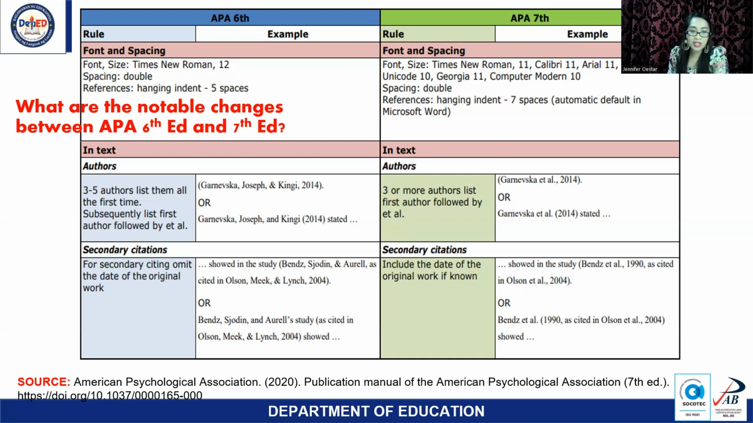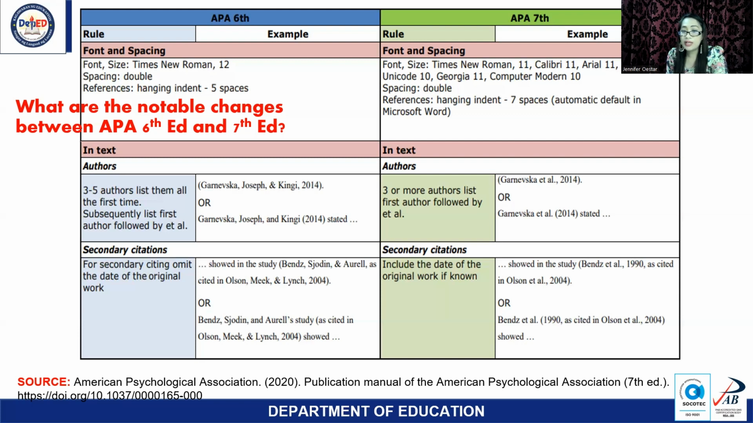For the secondary citations, citing, omit the date of the original work. Example, showed in the study Benz, Zodine, and Aurel, as cited in Olson, Leak, and Lynch 2004. Include the date of the original work if known. Okay, so that's in the seventh edition. That showed in the study Benz et al. 1990, as cited in Olson et al. 2004. What's the difference?